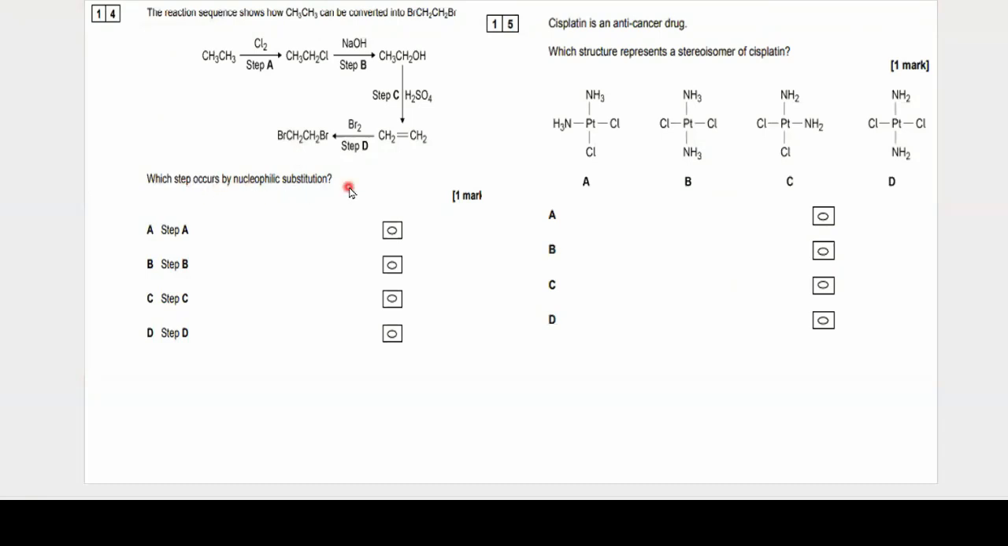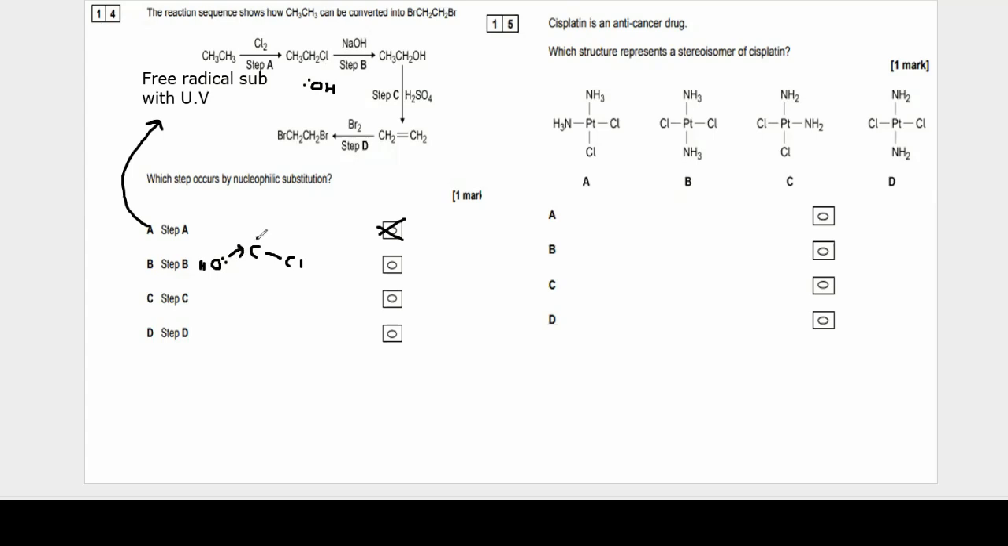The reaction sequence shows how ethane can be converted into BrCH2CH2Br. Okay, so we've got 1,2-dibromoethane. So they've started off here by adding chlorine, but only one of the chlorine atoms adds. That means it must be free radical substitution with ultraviolet light. Then we've got sodium hydroxide. Well, we've got a hydroxide ion adding on, and that hydroxide ion has a lone pair of electrons.